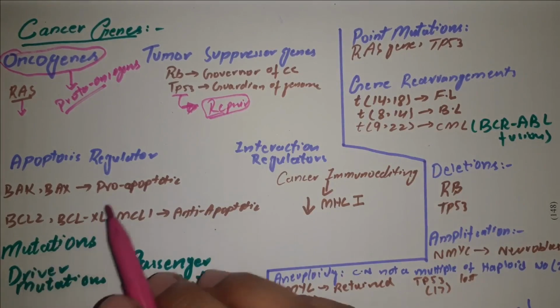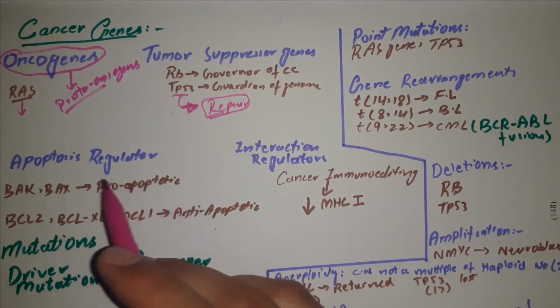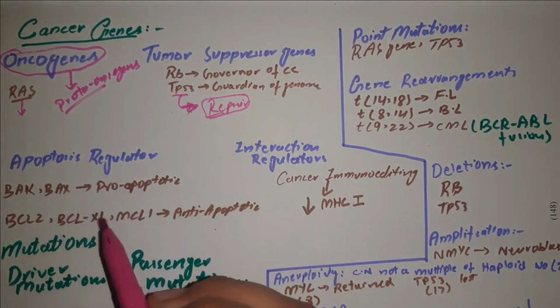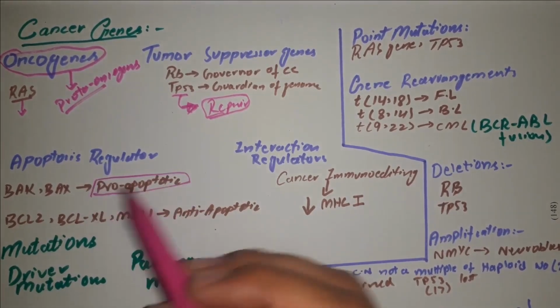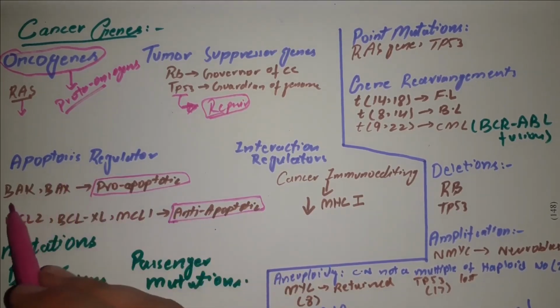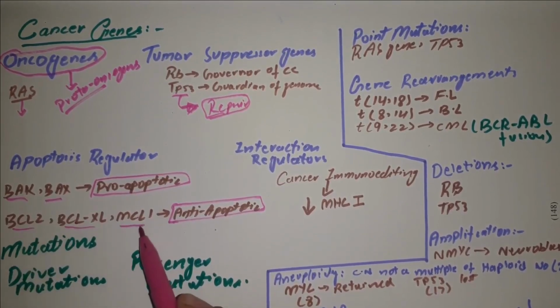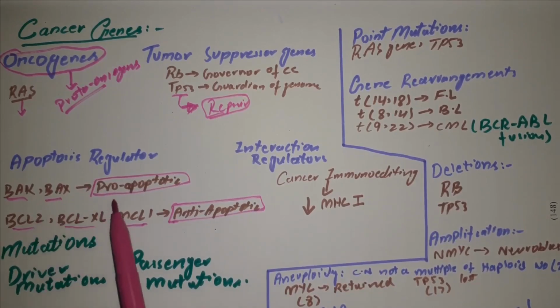The next genes involved here are apoptosis regulators. We know that apoptosis is regulated cellular death, and this apoptosis is basically regulated by a delicate balance between pro-apoptotic members and anti-apoptotic members. The most common pro-apoptotic members are BAK and BAX, and anti-apoptotic members are BCL2, BCL-XL, and MCL1. When pro-apoptotic members are active, for example BAK and BAX, they lead to cellular destruction or cellular death by the process of apoptosis. However, when anti-apoptotic members are active, they lead to sustained cellular growth and sustained cellular survival.